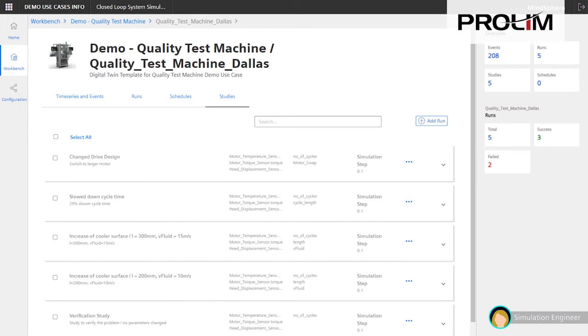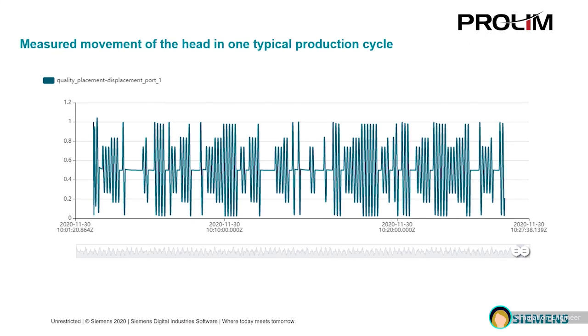For the long-term solution, she has come up with a new motor specification which she wants to test against the real-world behavior. Now it's time for her to test the different parameter sets for a typical production cycle of the machine.